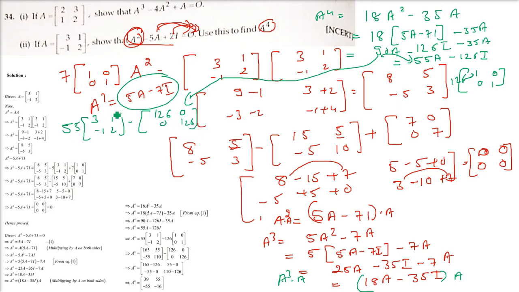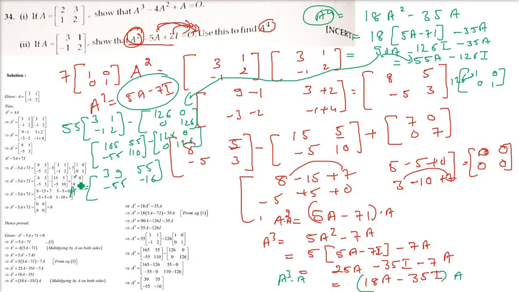Now multiply these two. 55 into 3 is what? 165. 55 is there, minus 55 here. 55 into 2 is 110. Now subtract these two, 126, 0, 0, 126. 165 minus 126 will be 39. First one will be 39. 55 minus 0 is 55. Minus 55, 0 is minus 55. 110 minus 126 is going to be minus 16. So this is A to the power 4. This is the final value. This is an important question I am telling you, NCERT.